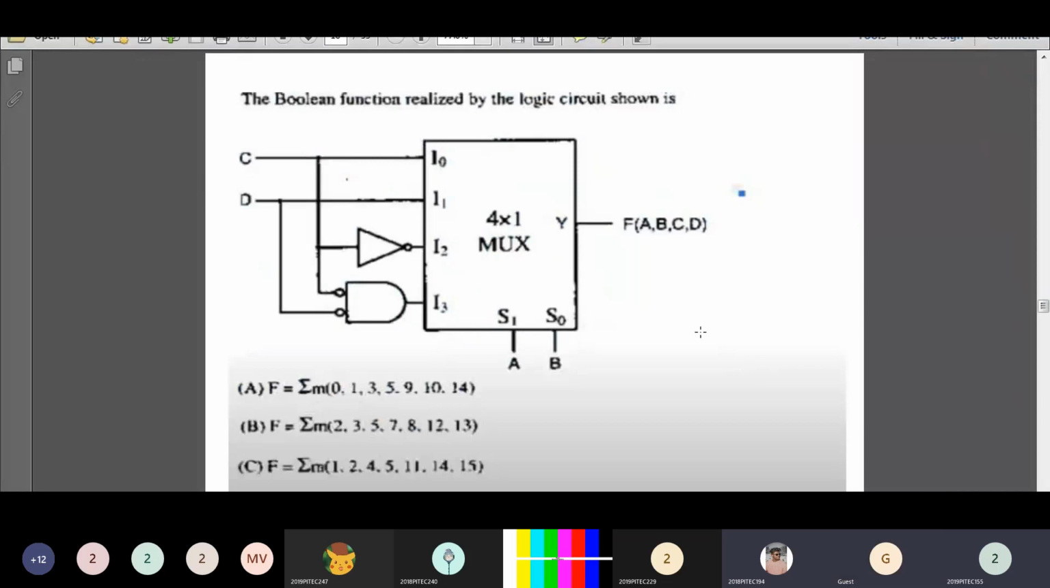As you know, in a 4 cross 1 multiplexer, two selection lines are there and you'll be having 4 input lines. The two select lines are named A and B, and I0 is connected to C and I1 is connected to D, and I2 is connected at the output of the NOT gate. That is, the input of the NOT gate is C, so your output will be C dash. So I2 is connected to C dash. Okay, next one I3. I3 is connected to the NAND gate, C dash D dash. So the output of the NAND gate will be C dash D dash.